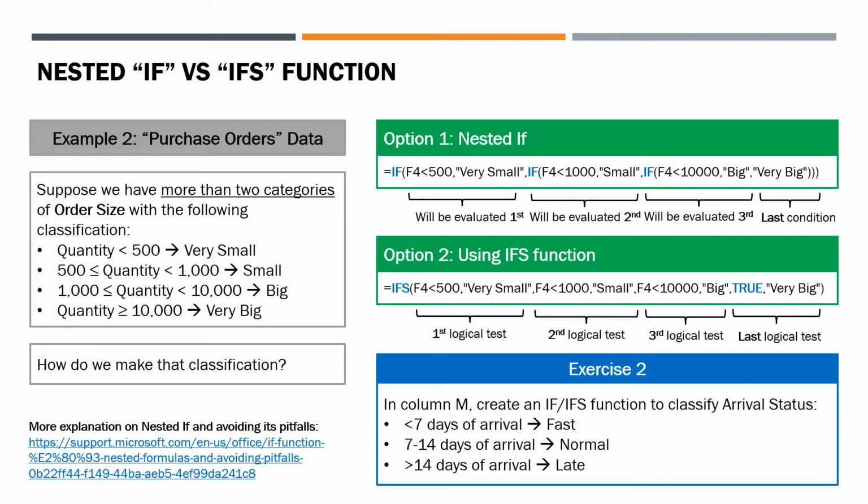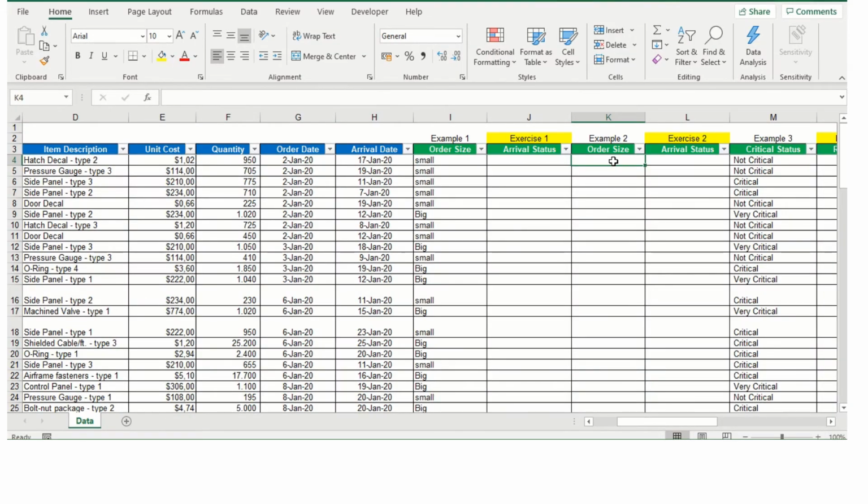Okay, you also have exercise 2 here. Please do it by yourself, and I will show you how to do this. Because I'm more comfortable with the IFS function, I will show you how to do this with the IFS function. Alright, I will show you how to perform the IFS function for example 2. So we have the criteria stated in the PowerPoint, and let's start.